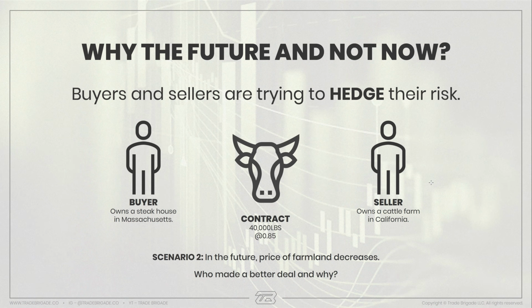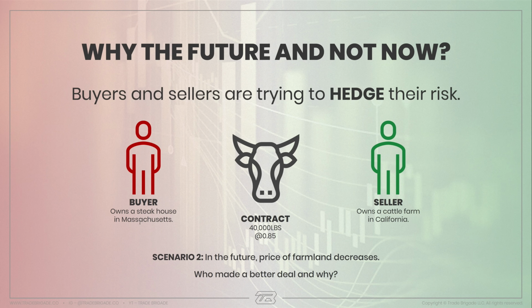Another example here might be that the price of farmland decreases. In this scenario, what is going to happen? Again, think about this critically. If you're the farmer and the price of farmland decreases, and you're the buyer and the price of farmland decreases, who is this good for? So think about it, and we know that in this case, the seller actually made a much better deal.